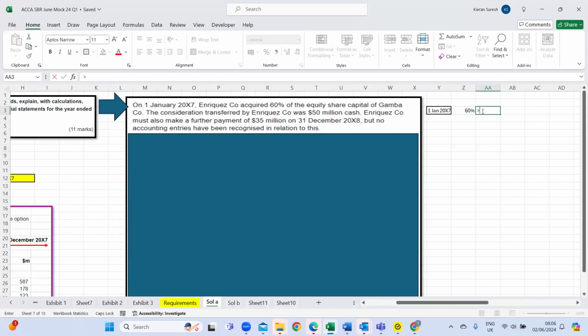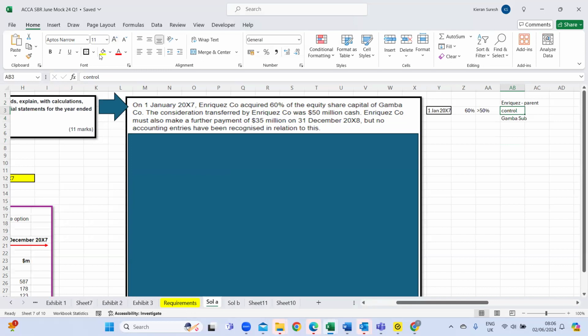60% is more than 50, isn't it? Therefore this gives me control. We have control, so who has control over whom? Enriquez, which is the parent here. It will be much easier when you write your explanations: Enriquez is the parent, and Gamba is the subsidiary. So we understand it now.